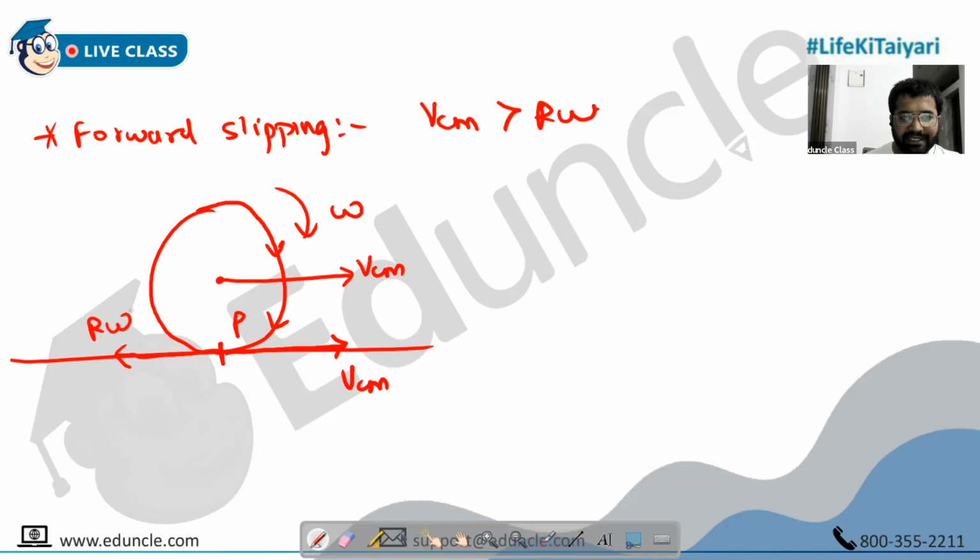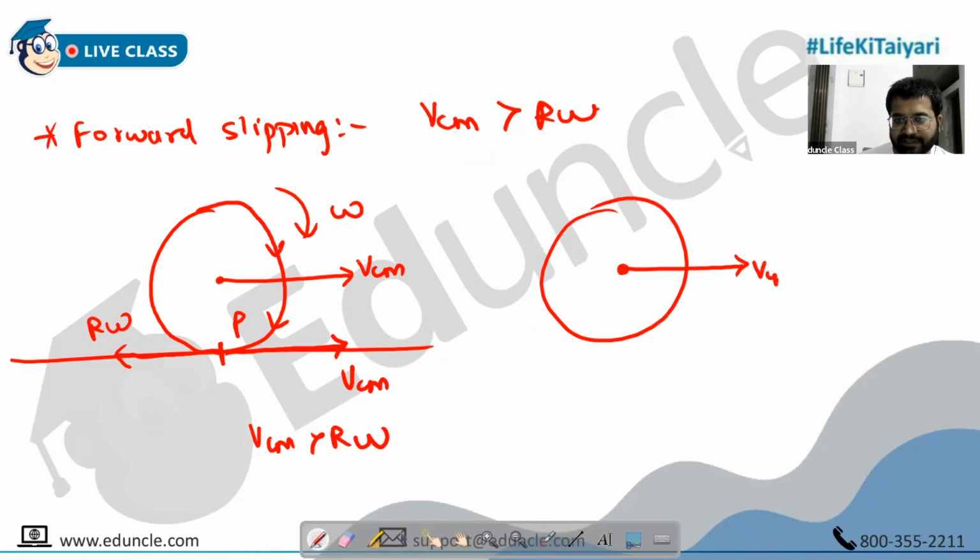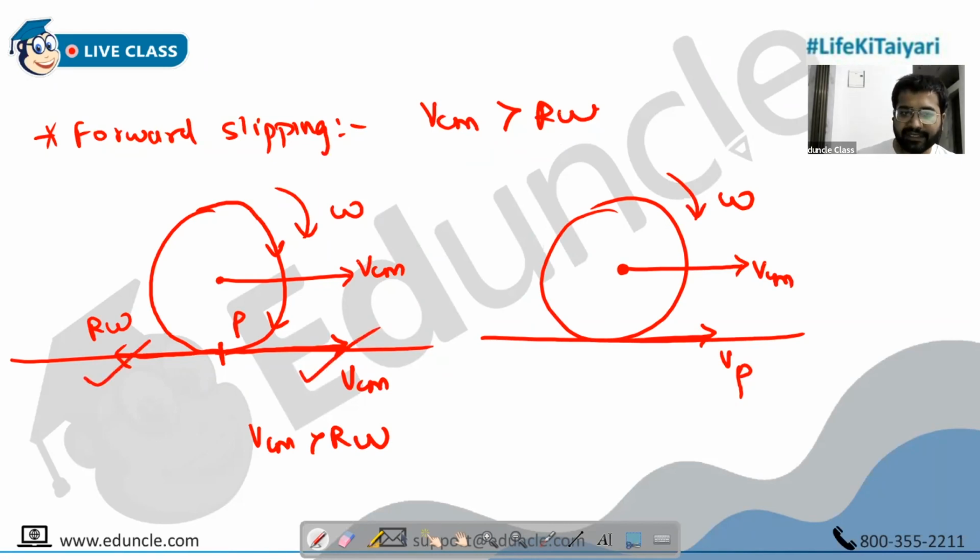So the question is, where should be the net velocity? Forward, backward, what? So it depends who is greater. If VCM is greater, where will be the net velocity? It will be in the direction of VCM. Right? So since VCM is greater than R omega, the velocity of VP is actually in the forward direction. So this is VCM. Here you have got omega. And now we have got VP, which is in the forward direction. First, I hope you understood why VP is in the forward direction. Because VCM is greater than R omega. Okay?